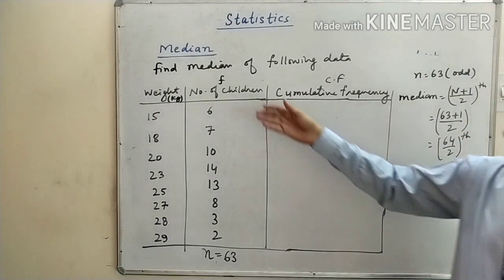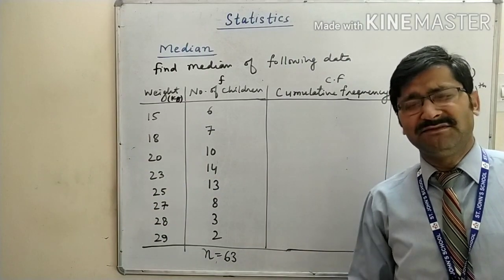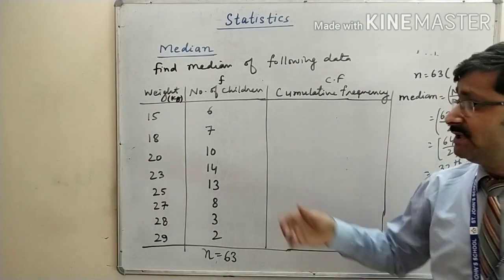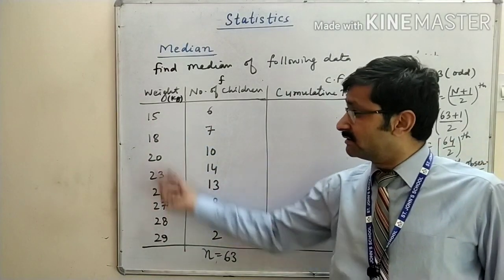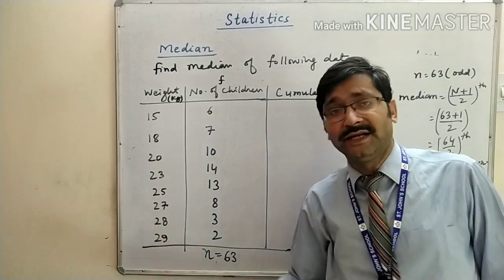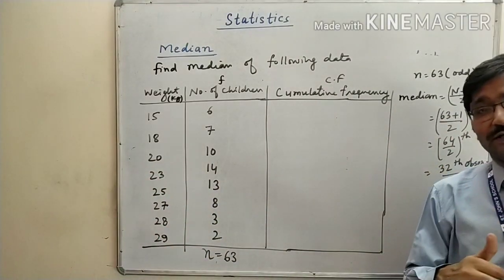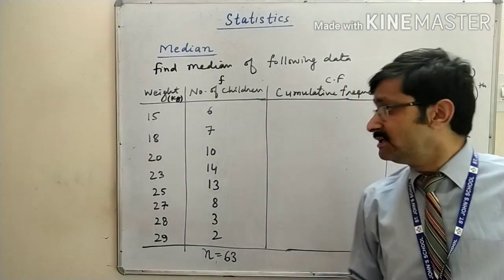If we write out all 63 students, it will be a very long process. Why? Because the data are given in ascending order: 15, 18, 20, 23, 25, 27, 28 and 29. Sometimes they are not given in ascending order, so you have to check whether they are. Yes, these are in ascending order.